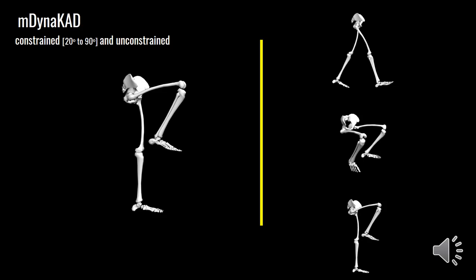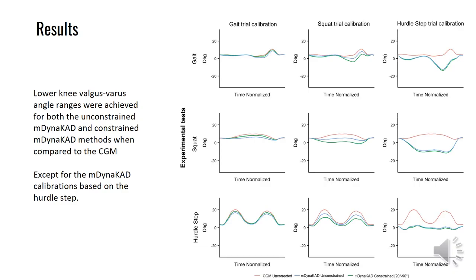Finally, what we then did is we took the activities of the hurdle step, which was viewed as an unloaded flexion and extension task, and we applied this to the activities of walking, to the activity of the squat, and to the activities of the hurdle step. And so when investigating our sagittal plane kinematics, our knee flexion extension values, there was a very small difference of only about 1 to 2 degrees between either calibration method used or activity on which it was based.